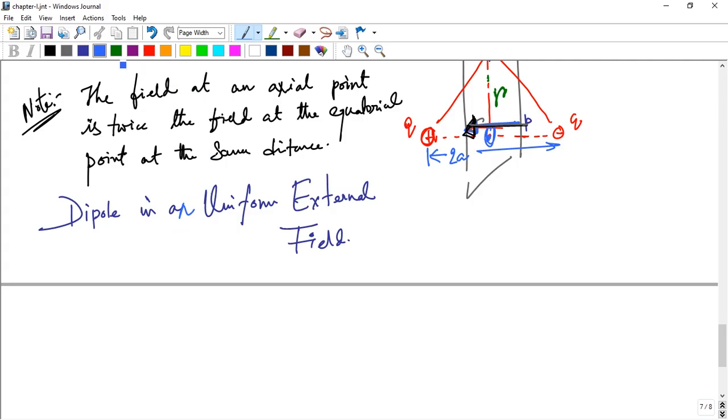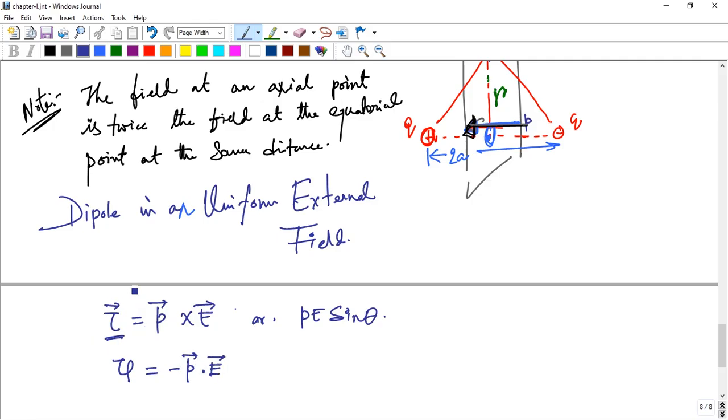So the torque tau, a vector, is equal to P cross E, or in magnitude PE sine theta. The torque is a rotating vector. Now the potential energy U is equal to minus P dot E. If there is a rotation, that's why there is tau with a cross product, because tau is a vector and energy is a scalar. That's why there is a dot product here.